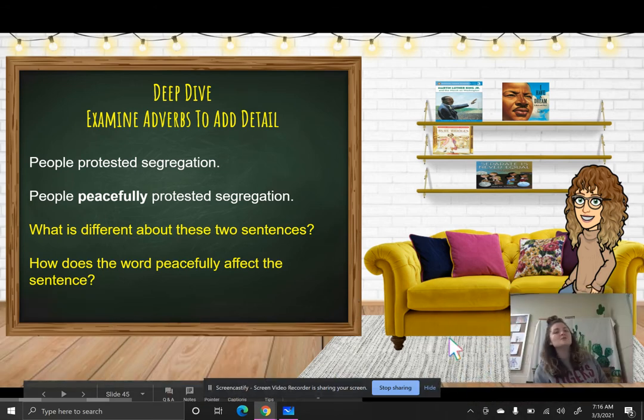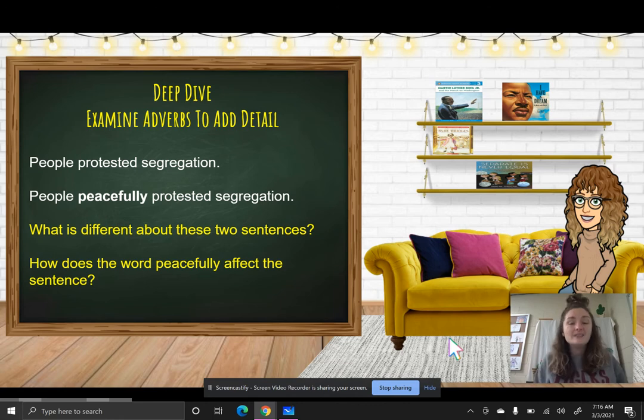All right, so today we are going to be talking about adverbs to add detail to our writing. Yesterday we talked about adjectives. Adjectives are words that describe a noun. So adverbs are words that describe a verb or another adverb, right? So adverbs describe how something is done. So a verb is an action word. It's something you can do. So adverbs describe how you do the action.